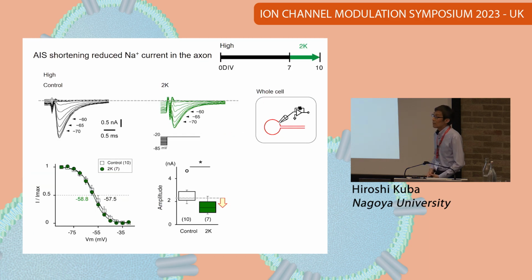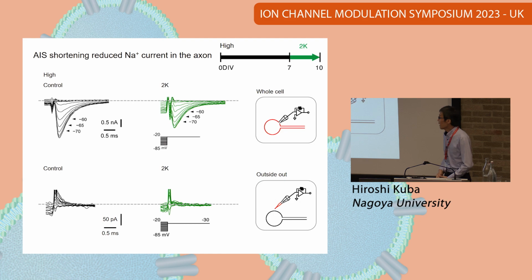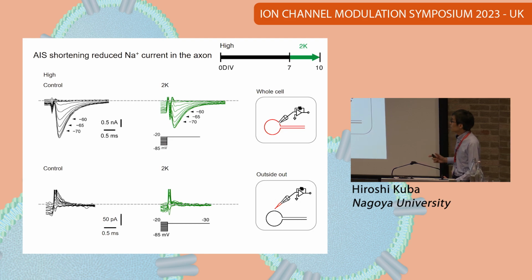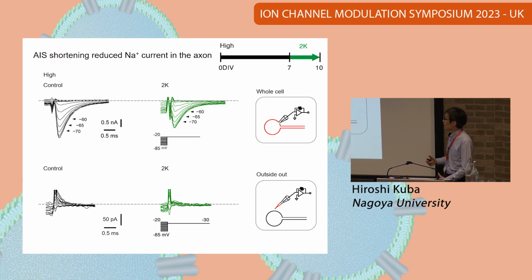So we examined the effects of AIS shortening on sodium current in high-frequency cells. The whole-cell sodium current was reduced by 40% without changes in the voltage dependence of inactivation. On the other hand, sodium current was not changed in outside-out patches from the soma. This would suggest that the AIS shortening decreases the sodium channels in the axon.